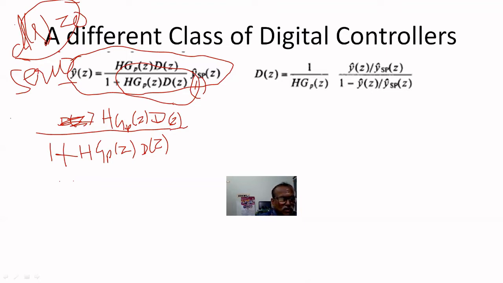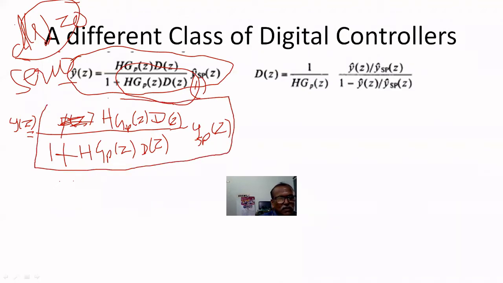Servo response means what? Output Y(z) divided by input. What is the input? In a closed loop system, the input is the set point. Set point is the input, Y set point of z. So if you bring that set point to the right hand side, you will get the step response, or the response for a change in set point. This is the response you will get.